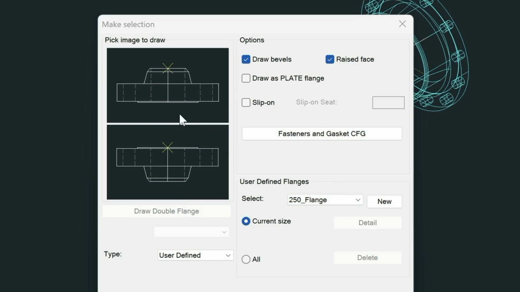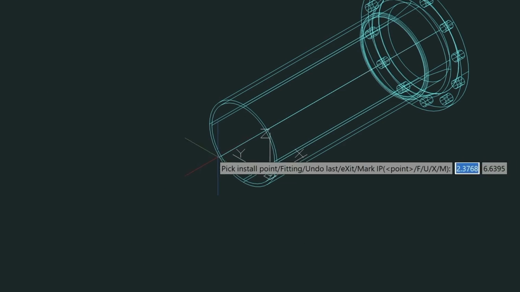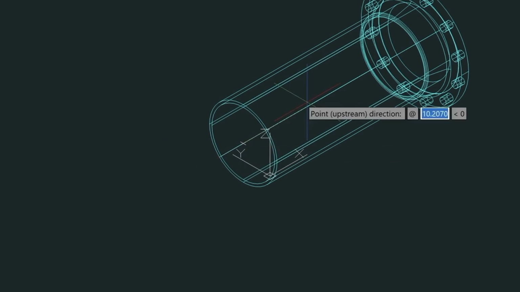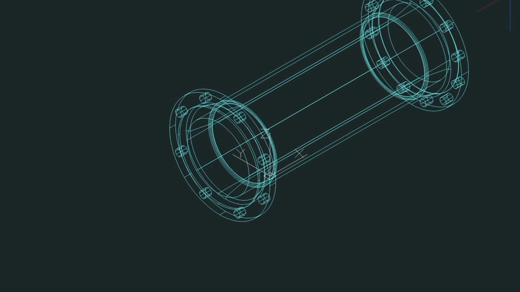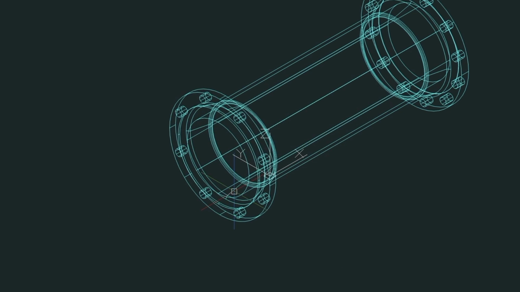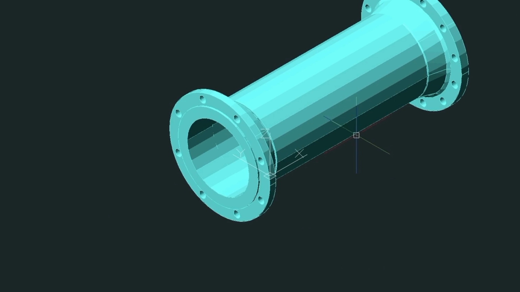All we've got to do is click on these dialogs just as we did before, and we'll snap to the center here. In this case, it's going to ask us for the upstream direction, and then it places that flange in there with 8 holes. If we want, we can shade our model just to see the result. Let's just go ahead and erase our custom flange here.